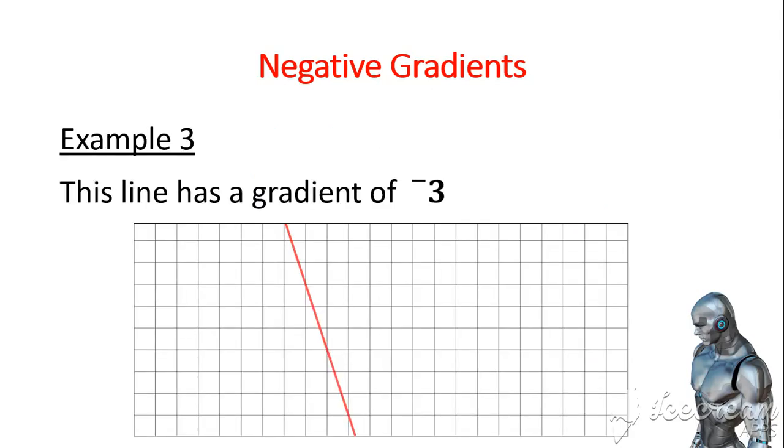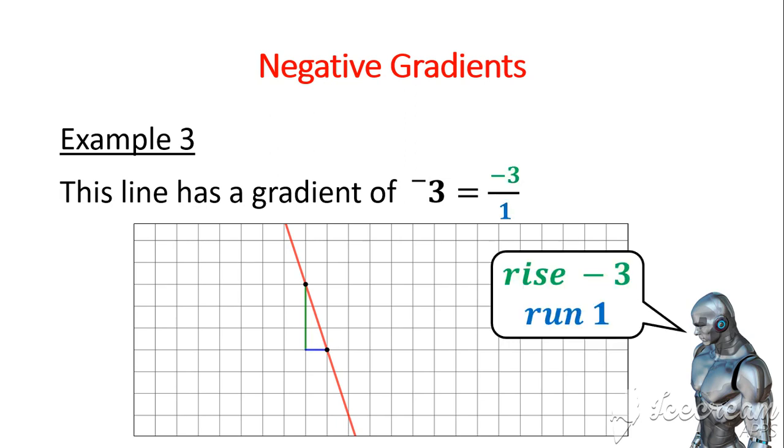All right, let's move on to a couple of more tricky examples. Example 3, this line has a gradient of -3. Now, first of all, we need to write -3 as a fraction, so -3/1, because -3 divided by 1 is still -3. Any whole number can be put over 1 and still be the same number. If I find 2 points on the grid, to get from the left-hand side to the right-hand side, I must rise down 3 and run across 1.